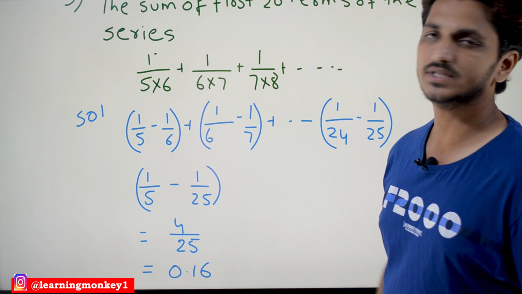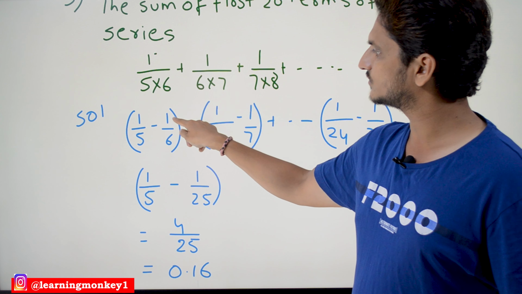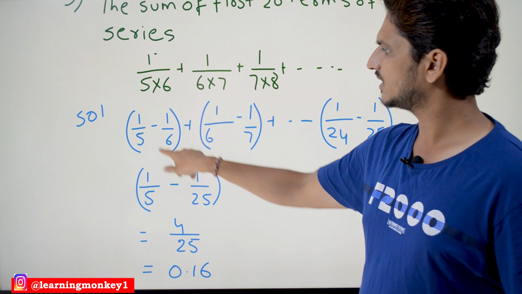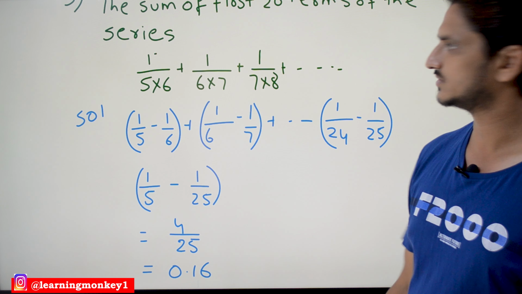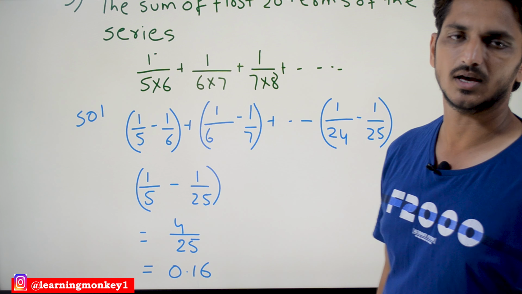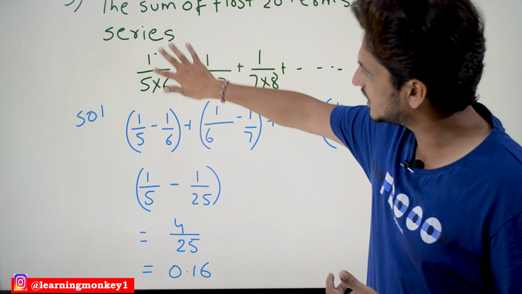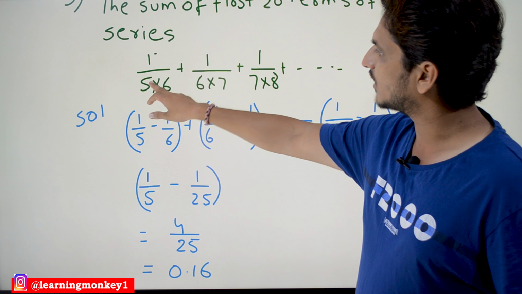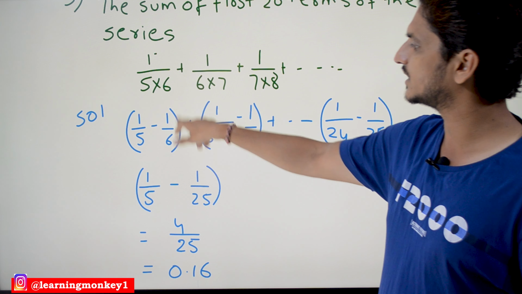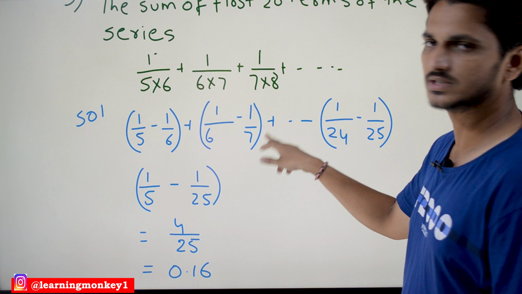1 by 5 multiplied by 6 can be written as 1 by 5 minus 1 by 6. 6 fives are 30, and 6 minus 5 is 1. So 1 by 5 multiplied by 6 can be written as 1 by 5 minus 1 by 6. We assume that you already know these basic terms, that's why we are not explaining why. Similarly, 1 by 6 multiplied by 7 can be written as 1 by 6 minus 1 by 7, and so on.